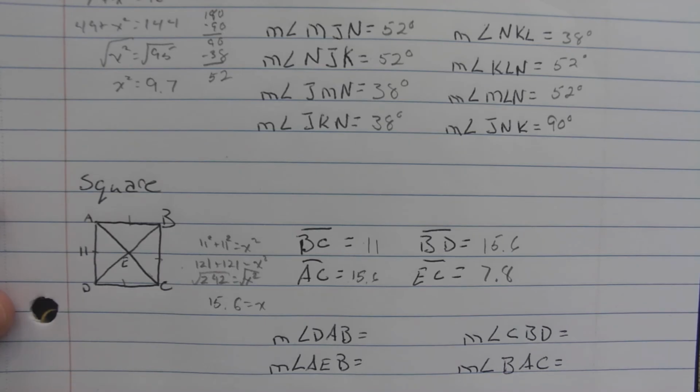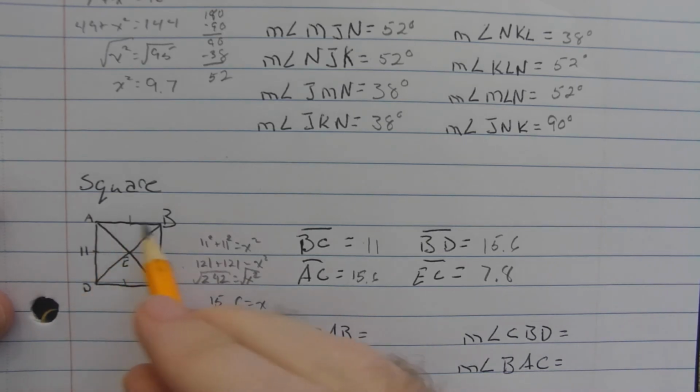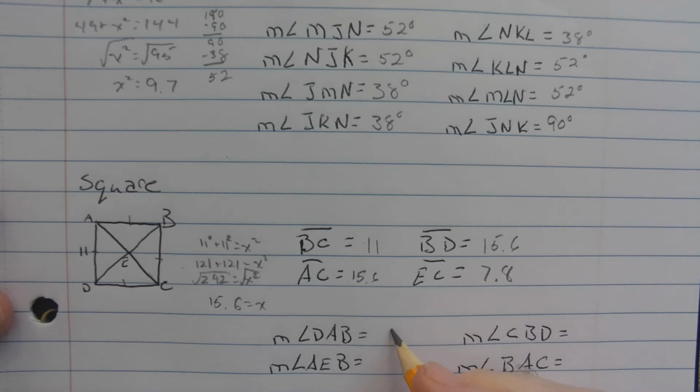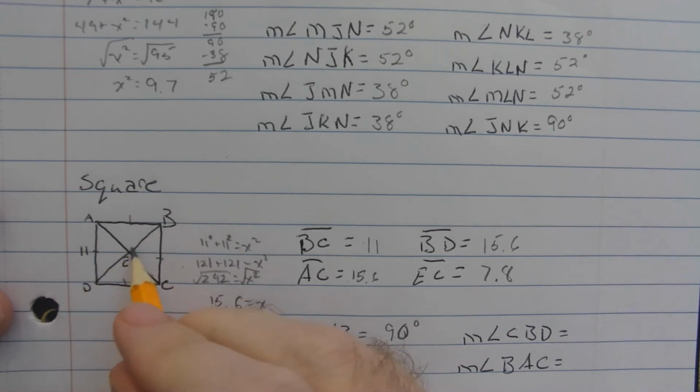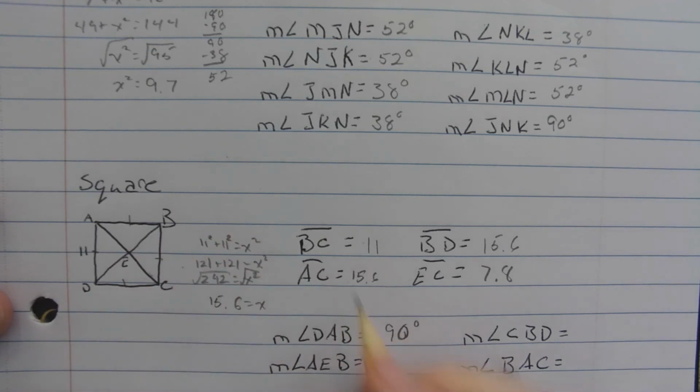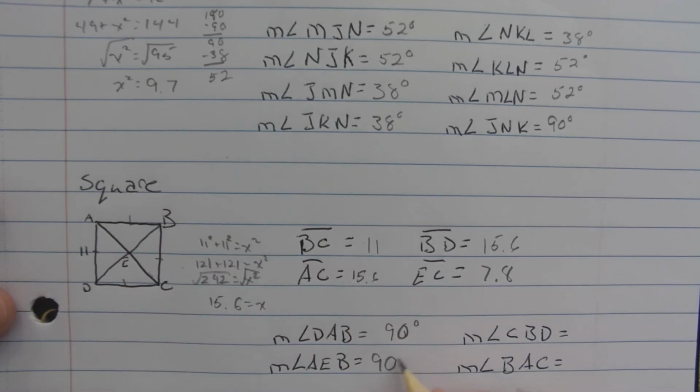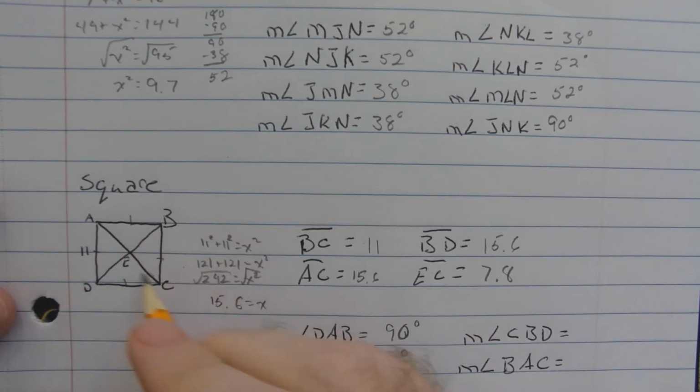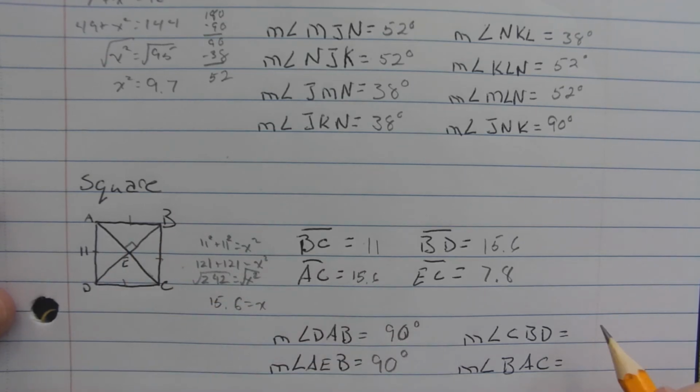And then for our angles, DAB is a 90-degree angle because every angle in a square is 90 degrees. Angle AEB is 90 degrees because, like a rhombus, the diagonals are perpendicular, so they make 90 degrees.